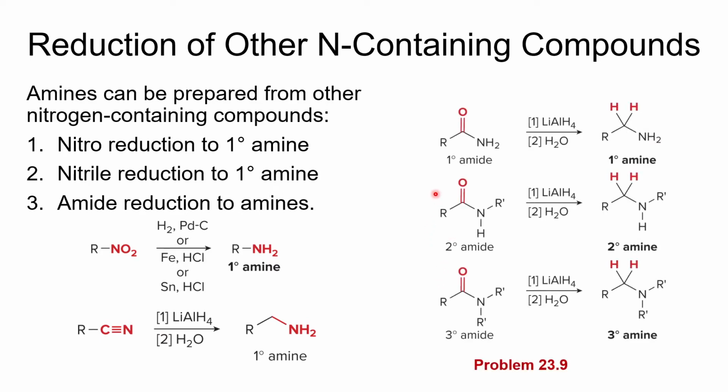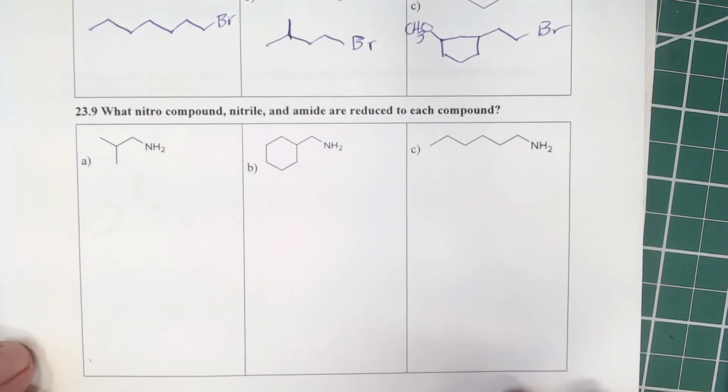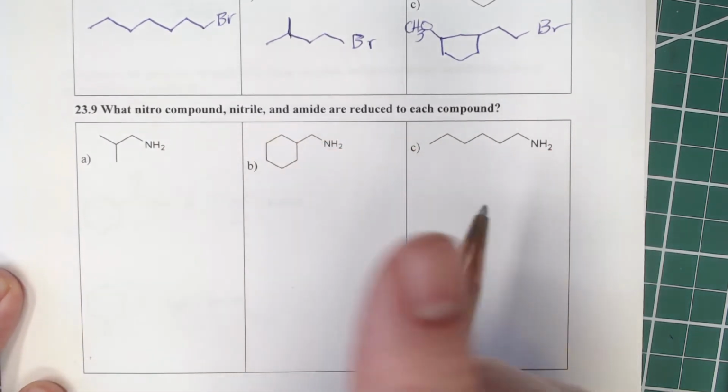All right, we can also take amides and reduce those into amines. And this is really easy. If you take a primary amide, you'll get a primary amine. Secondary amide, secondary amine. Tertiary amide, tertiary amine. All of these, lithium aluminum hydride followed by water, and you will get the corresponding amine. So let's look at number 9. What nitro compound, nitrile, and amide are used to make each of these?